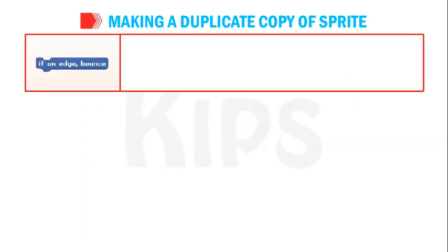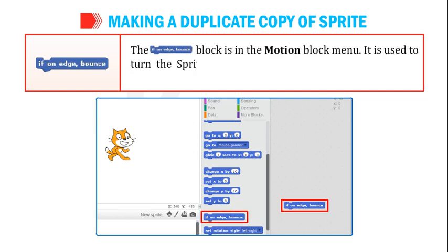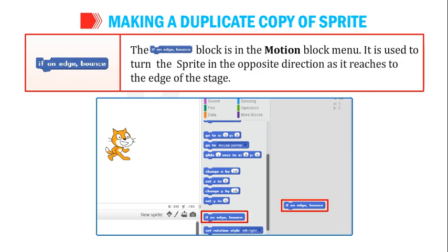If on edge, bounce. The if on edge, bounce block is in the motion block menu. It is used to turn the sprite in the opposite direction as it reaches the edge of the stage.